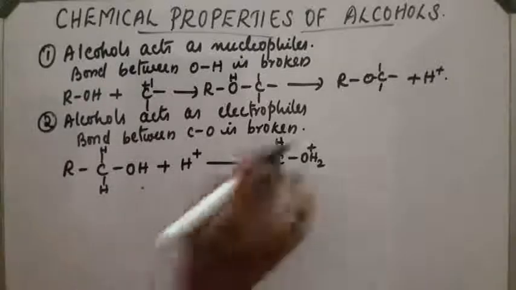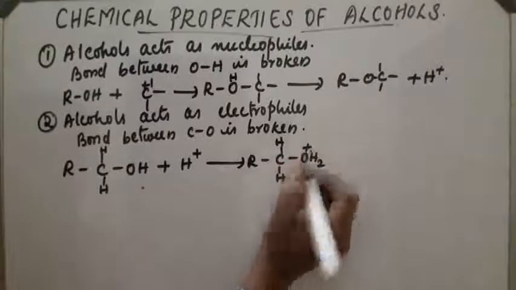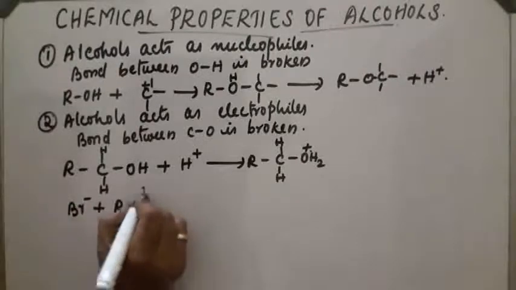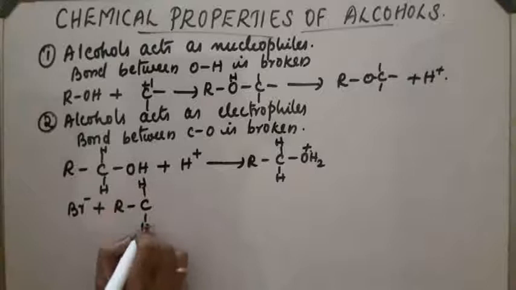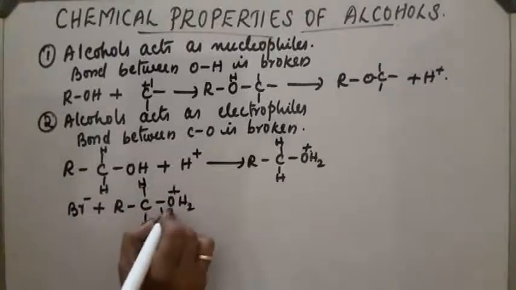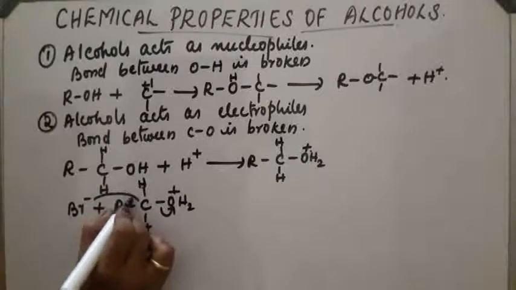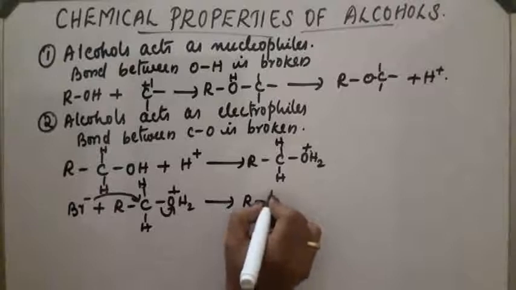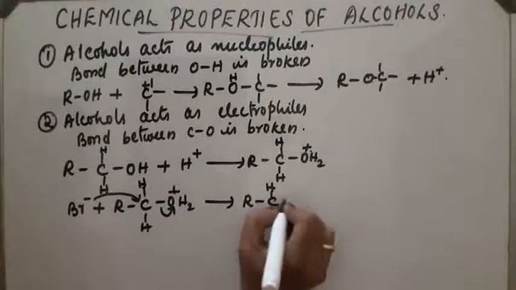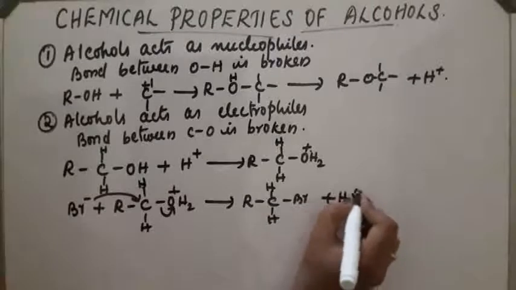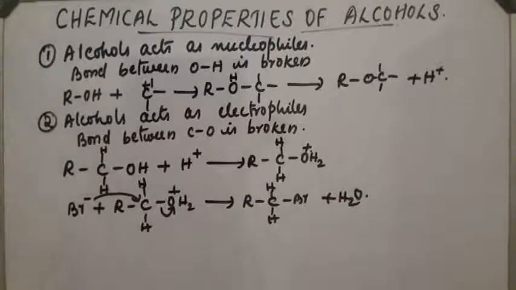Br minus reacts like this with the OH2 plus. Br minus will come and attack the carbon, and the product obtained will be the alkyl bromide plus H2O. This will be the product. So in this case, alcohols act as electrophiles.